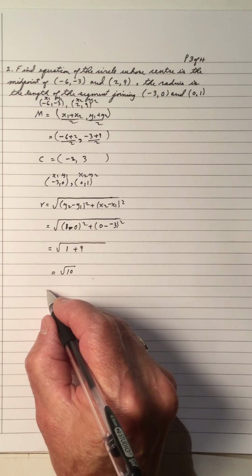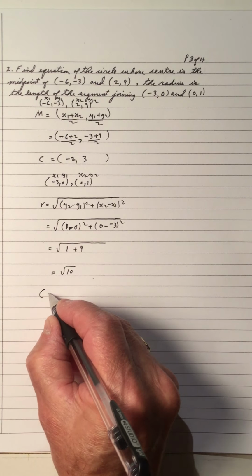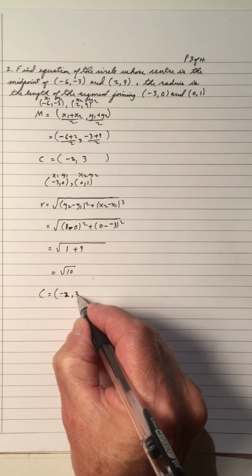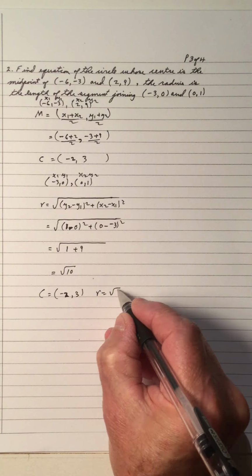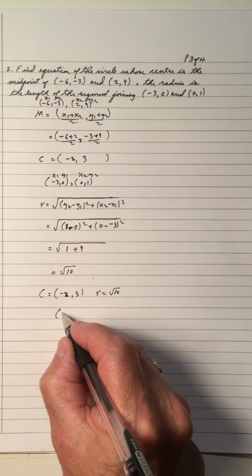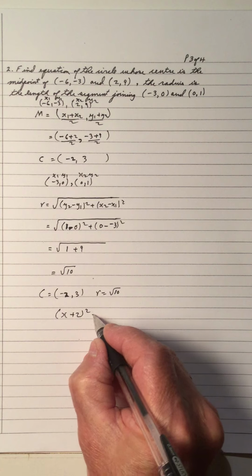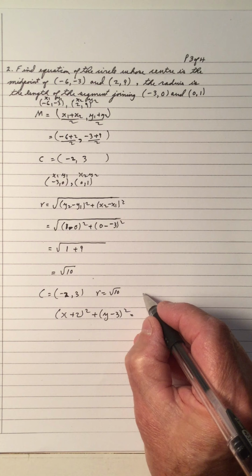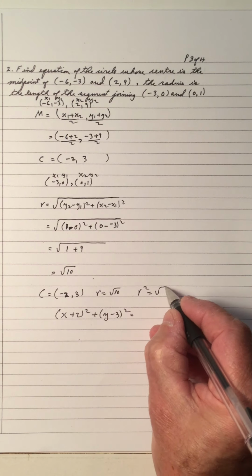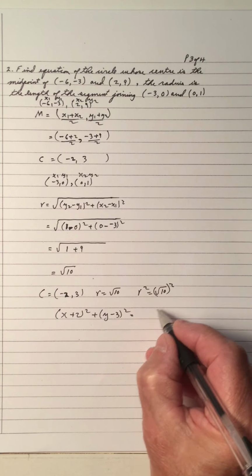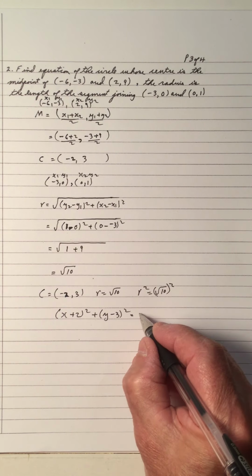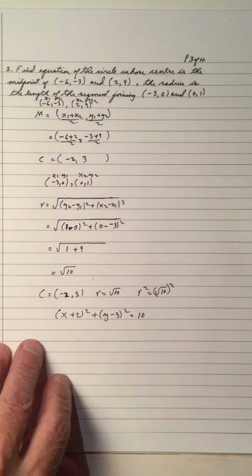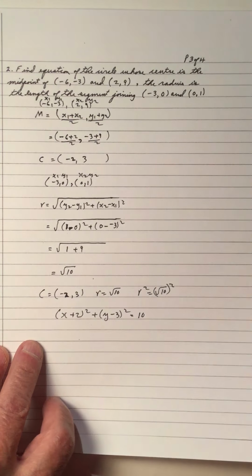So to get the equation, we have a center, which is -2, better be careful, -2, 3, and we have a radius of root 10. So (x plus 2) squared plus (y minus 3) squared equals r squared, which is root 10 squared. Root 10 is root 10 times root 10, which is root of 100, which is 10. And that's the equation that represents this info.